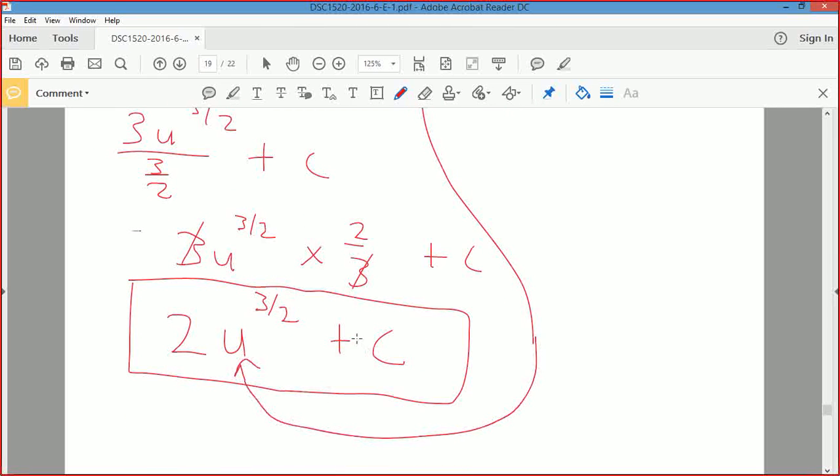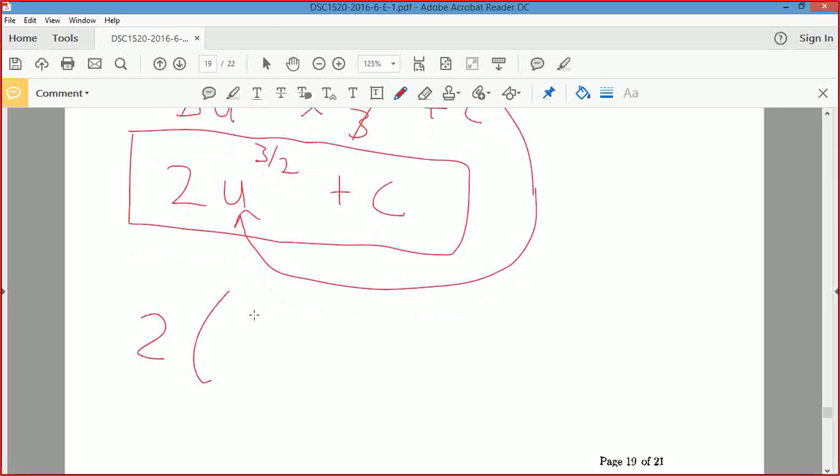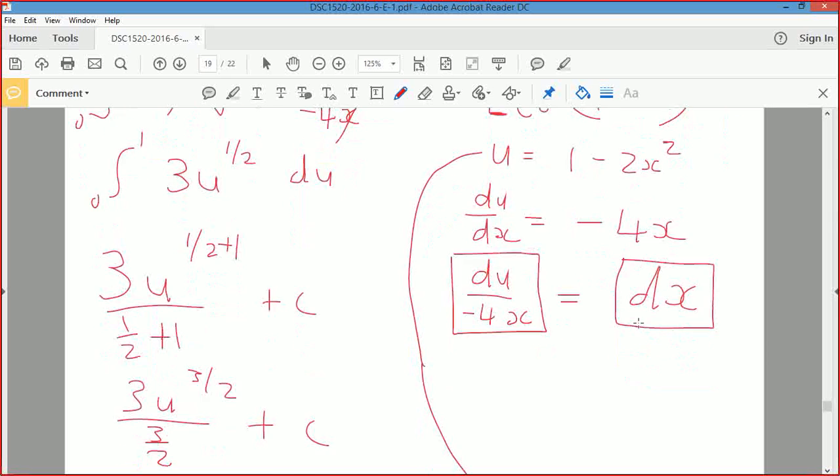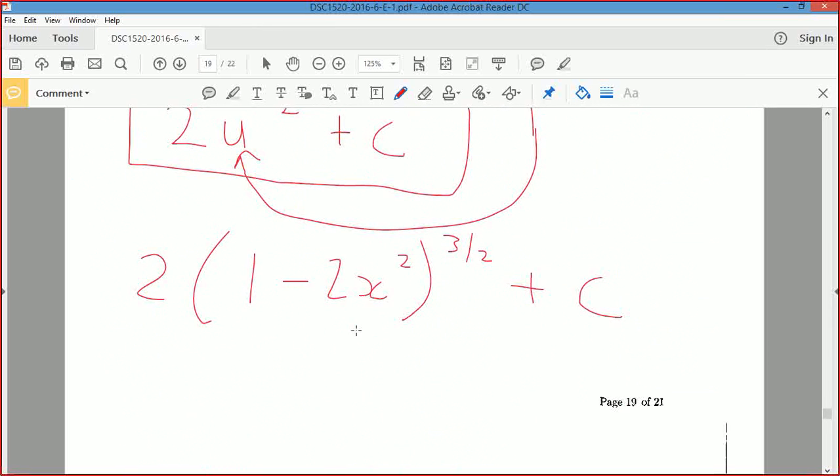Okay, so u goes back in. Brackets 1 minus 2x squared close brackets to the 3 over 2 plus c. Is that what I had? Yeah, 1 minus 2x squared. Yes, that is right here. Yeah, 1 minus 2x. Okay, fine.